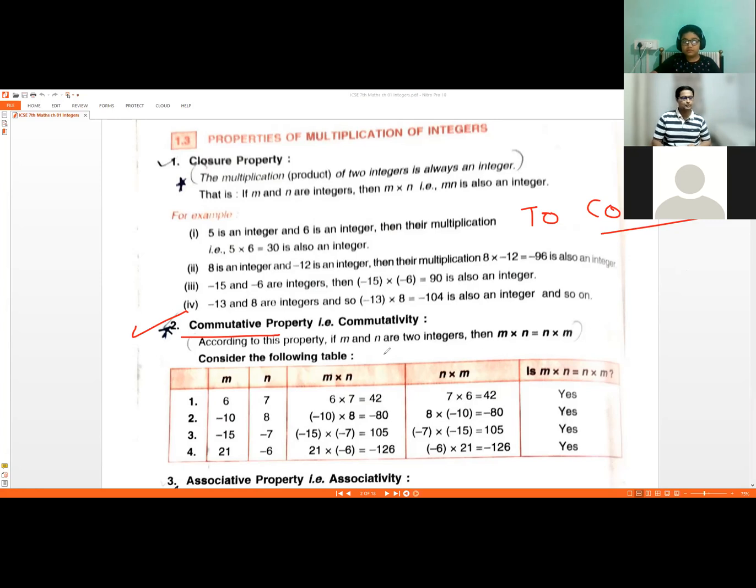So what is commutative property? Commutative property is if there are two integers m and n, m multiplied by n is same as n multiplied by m. That is what I was telling you last time. I was telling you the same thing.